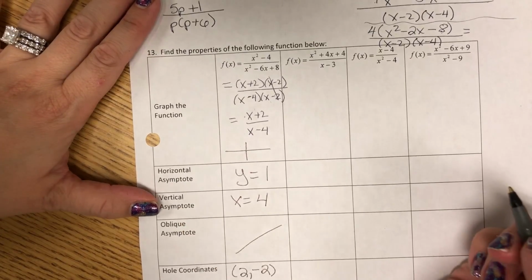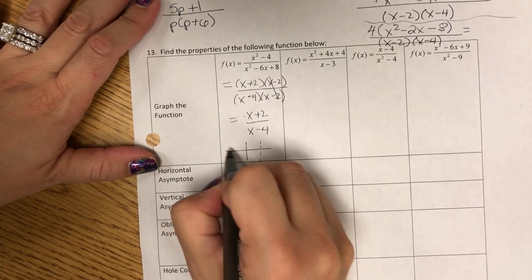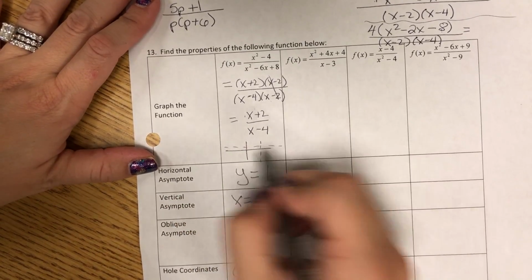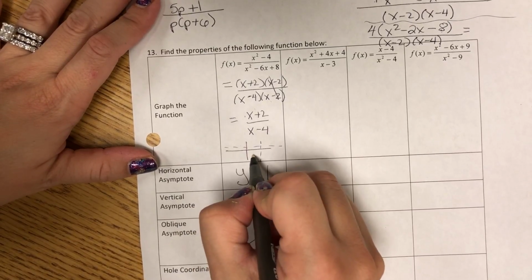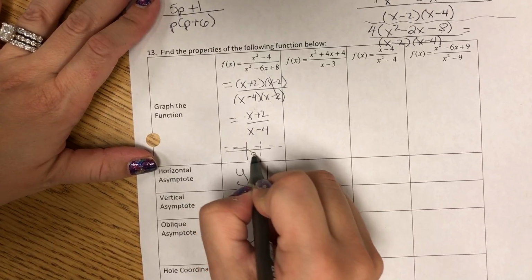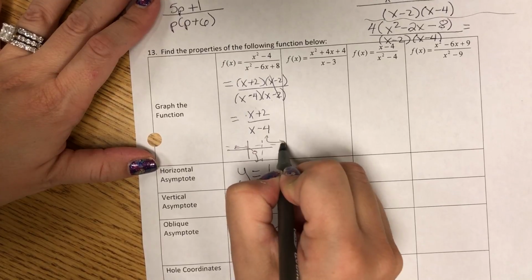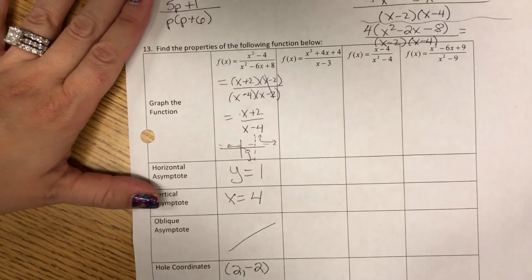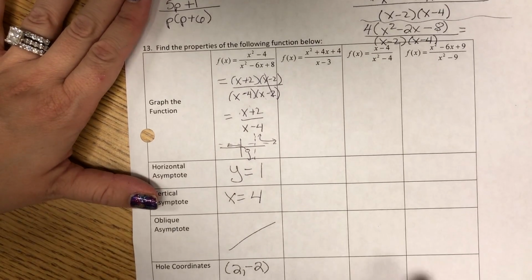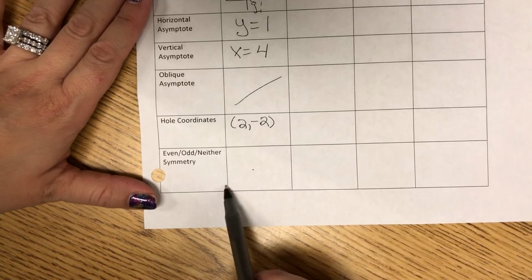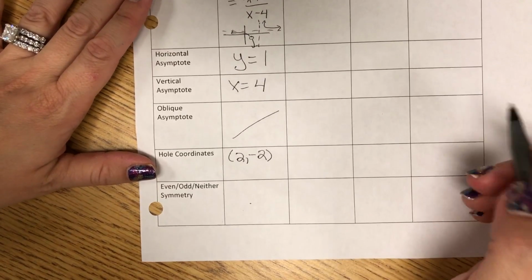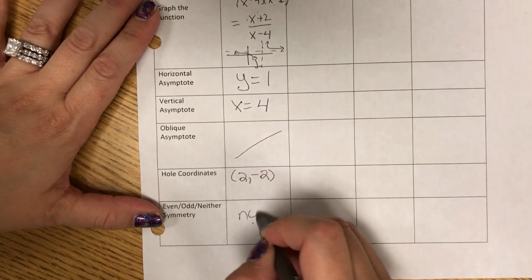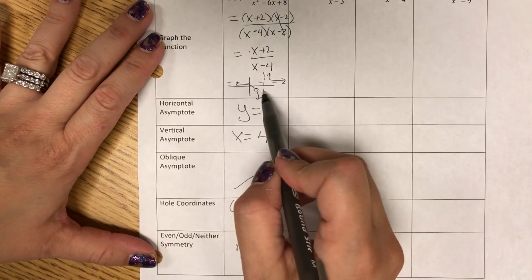All right, now I'm going to sketch a graph. X equals 4, y equals 1, 2, -2, down here at the hole. You could look at it in your calculator and see a beautiful graph. For symmetry, the bottom, there's none. I can see that by the graph. It's been shifted. It's away from the origin.